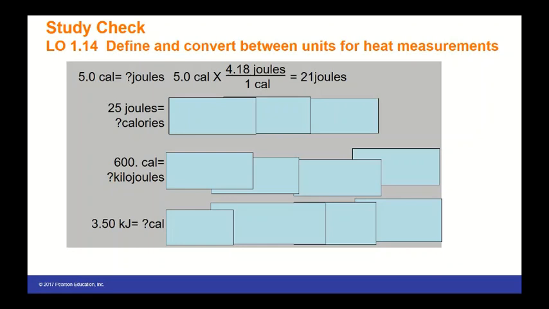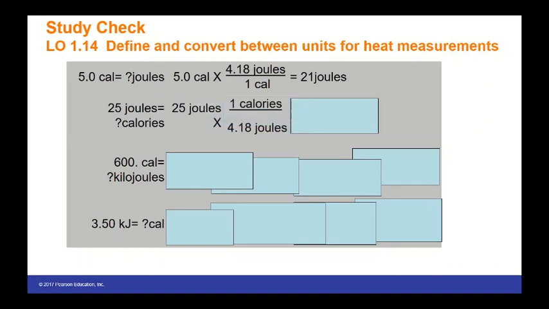How many calories are in 25 joules? Start off with what we're given. 1 calorie divided by 4.184 joules. Notice that we put joules on the bottom, calories on top, and we end up with 6 calories. You try the next one on your own. Let's check to see if you're right.